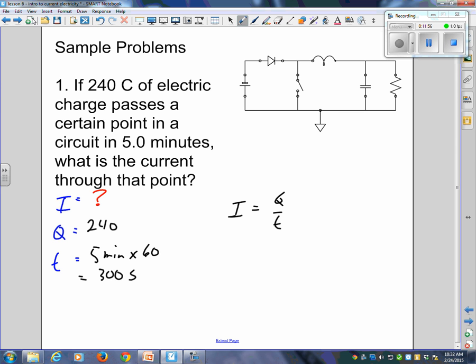I'm a bit of a stickler for lining things up. Now I want I equals, line up your equal signs. That's what I expect. What's my Q? 240 over 300. Write your answer. Take your calculator, your phone, or whatever you got that has a calculator on it, and divide.